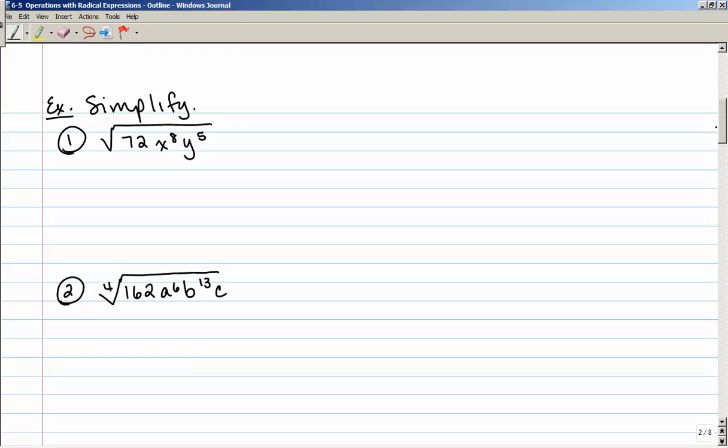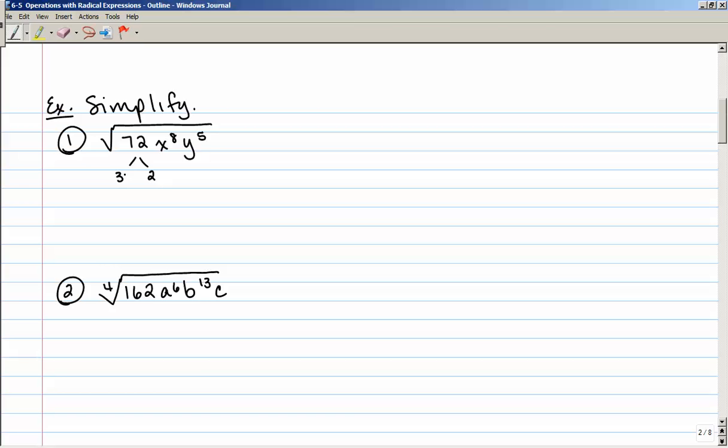So here's several examples. Let's simplify. So I have the square root of 72, x to the 8th, y to the 5th. This is a square root, so my index is 2. So I'm going to start, there is not an exact root of 72. There is of 64 and there is of 81, but not 72. So I'm going to have to do a little factor tree on this.